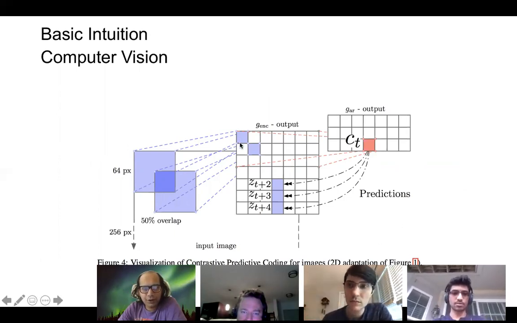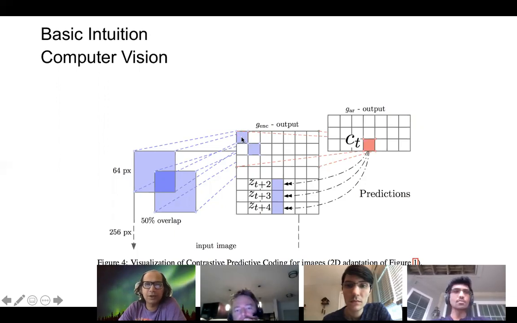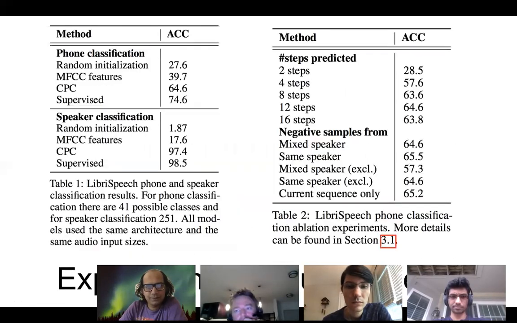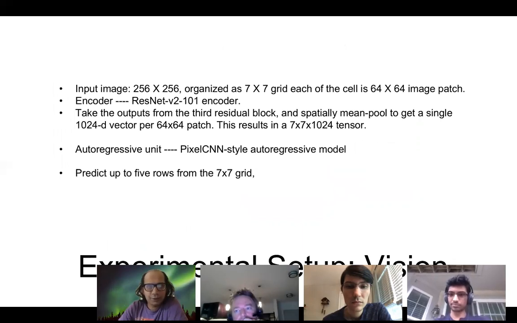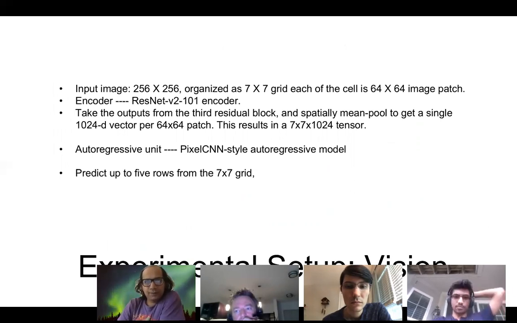For each of the image patches, they have got a representation, and for encoding this image patch, they have used ResNet. Using ResNet, they have represented this image patch as a 1024 dimensional vector. So the result will be actually a 7 by 7 by 1024 tensor for each image, right?